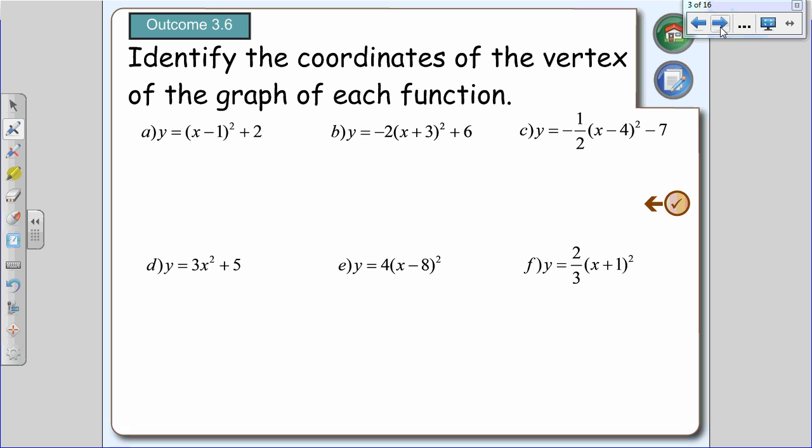Here's 6 questions where you need to find the vertex. I want you 6 to find the vertex of A. Agree on it, write the answer on the board. I want you 4 to find the vertex of B. Agree on an answer, write on the board. You 4, the vertex of C. Write on the board. You guys E. You guys F.